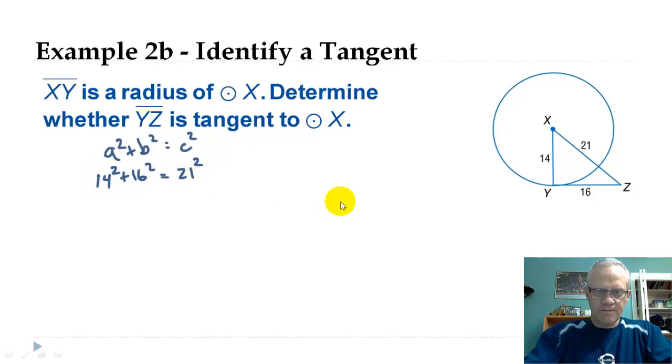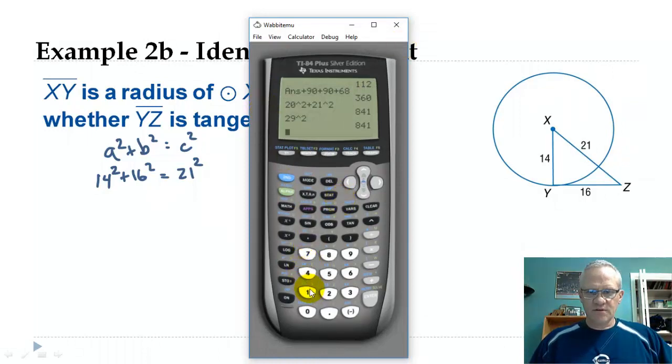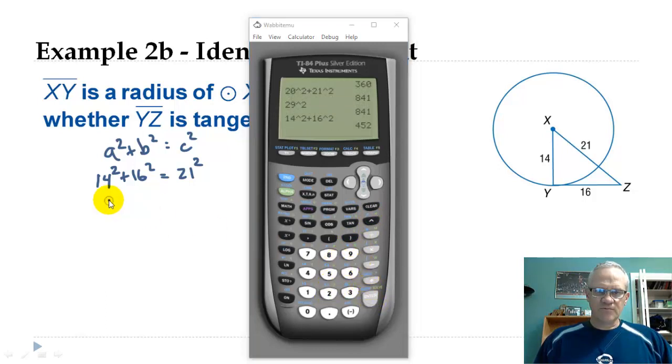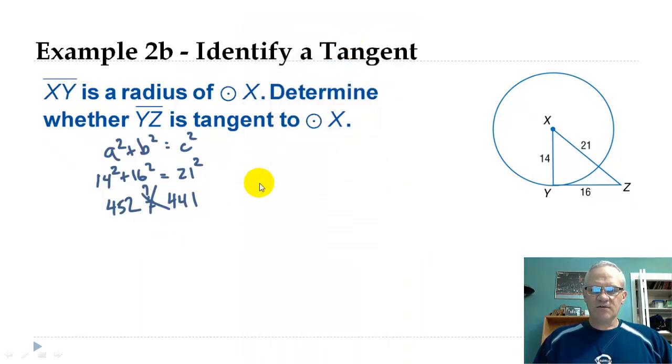So here's our calculator. 14 squared plus 16 squared. So this time 452. And does this equal 21 squared? That one is 441. Nope, doesn't equal. And so in this case, we would say that YZ is not tangent to circle X.